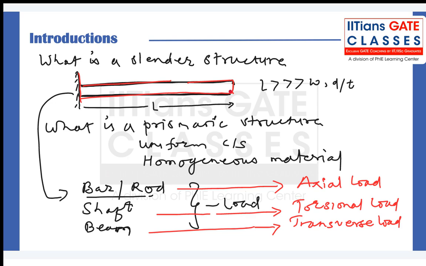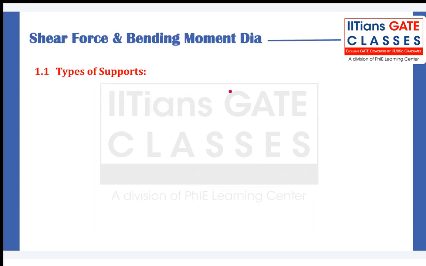Mohit, it can be a point load, it can be a UDL, it can be a UVL, it can be a bending moment. So if the load is axial, then it is known as a bar or rod. If the applied load is what? So I can draw and show, guys.